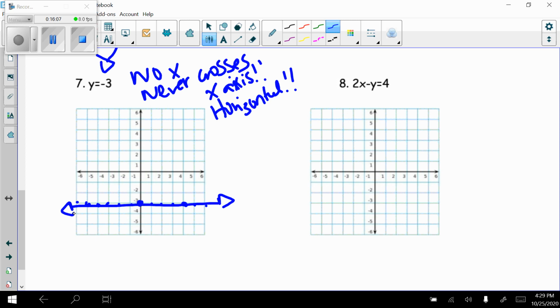And again, let's review what is the slope of a horizontal line. Do I go up or down any to get from this point to another point on my line? No, so that would be 0 over, I could go over however many I want. I could go over 4. 0 divided by 4 is 0.